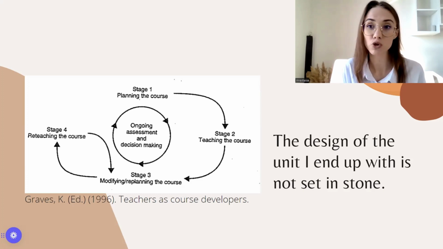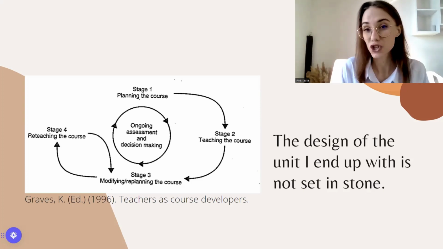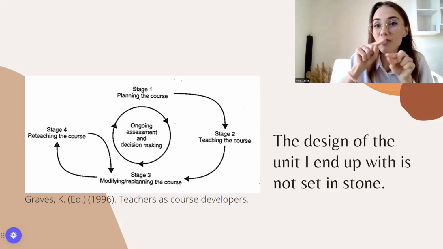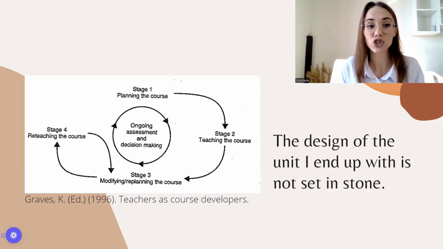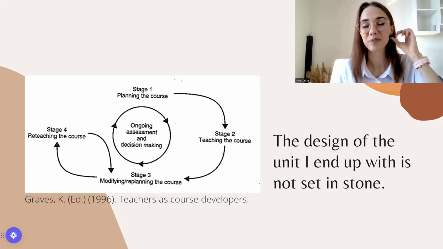We may linger on some topic for a bit too long if I feel like students need it, or maybe I identify another area for improvement and I will need to tweak and adjust the course so that it fits the students' needs. So yeah, stage number one, we start with planning the course, we then teach, we replan, modify, tweak, make these little changes, reteach, and this is an ongoing process, right? It doesn't mean that I decide right here, right now, and it's going to stay this way forever.